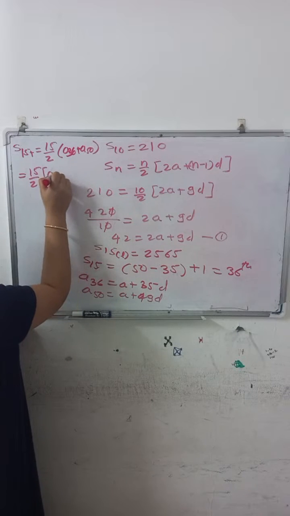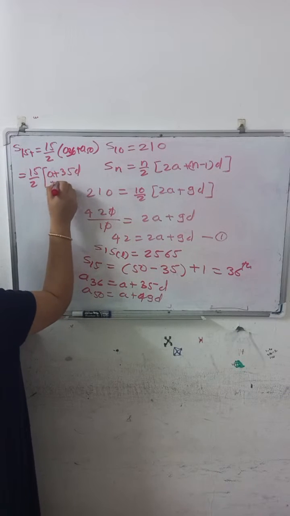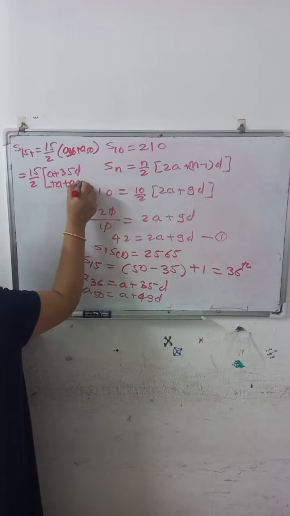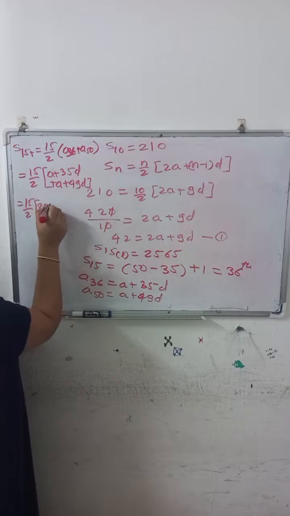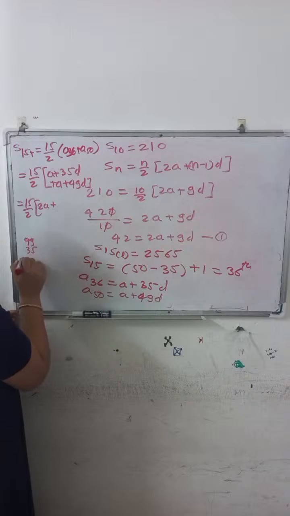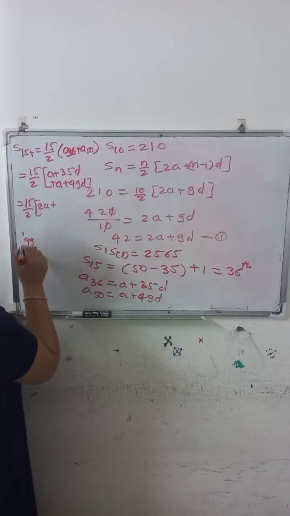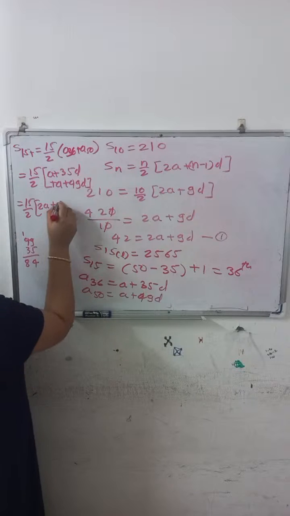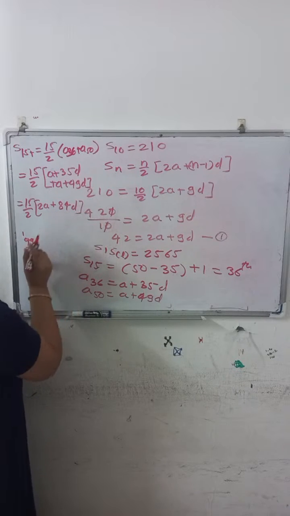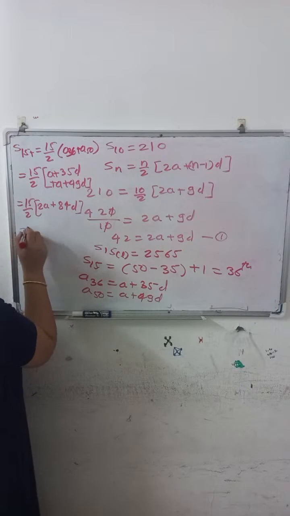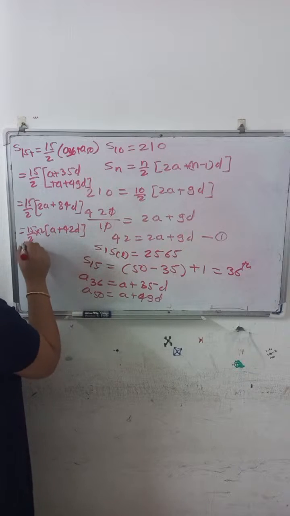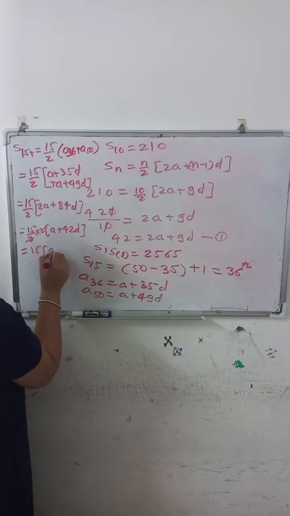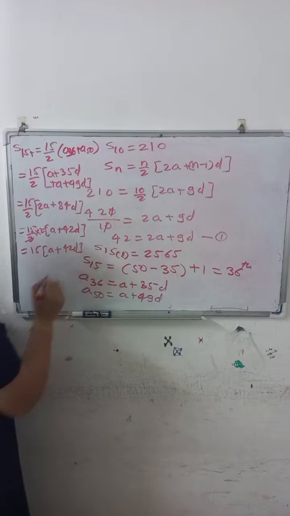So here 15 by 2, A36 is nothing but A plus 35D, plus A plus 49D. So A plus A is 2A, plus 49 plus 35, that is nothing but how much? 14, so 5 plus 3, 8: 84D. Then you can take 2 common. So 15 by 2 into 2, A plus, here you will get 2 and here 4, 42 into D. So the 2 and 2 get cancelled. 15A plus 42D. Okay, this I will get.